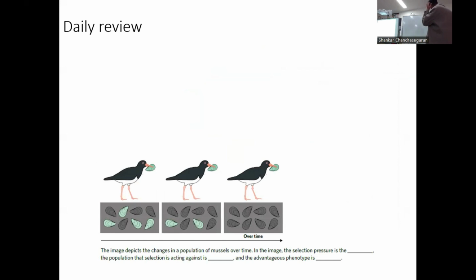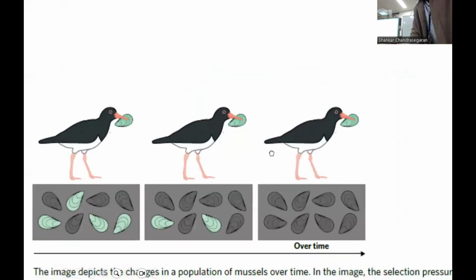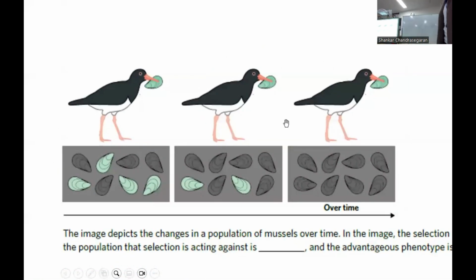But before I talk about the other two, let's see if you guys still remember that. This image below depicts the changes in a population of mussels over time. In the image, the selection pressure is what? What do you see as the selection pressure acting on this population? Can I get Janita? You're right, the bird. The predator is the selection pressure.